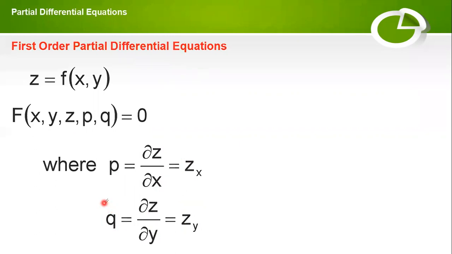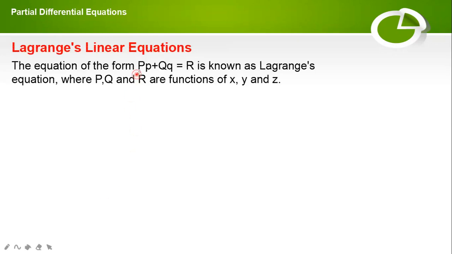Now how do we find the solution of a partial differential equation by using Lagrange's method? This is the general form: capital P into p plus capital Q into q equal to capital R, where P, Q, R are functions of x, y, z. We convert this into dx by P equal to dy by Q equal to dz by R. This is called Lagrange's auxiliary equation or subsidiary equation.